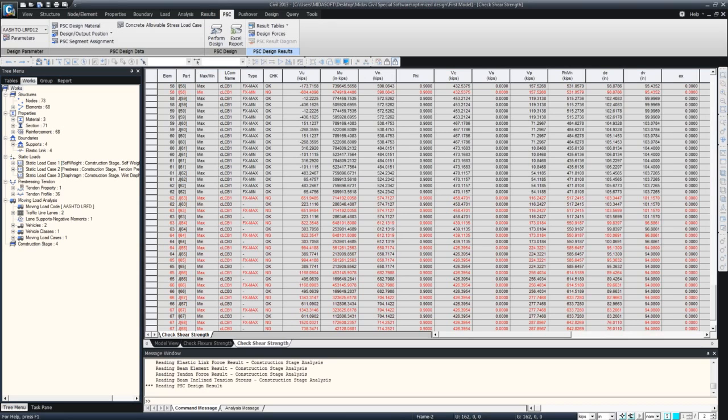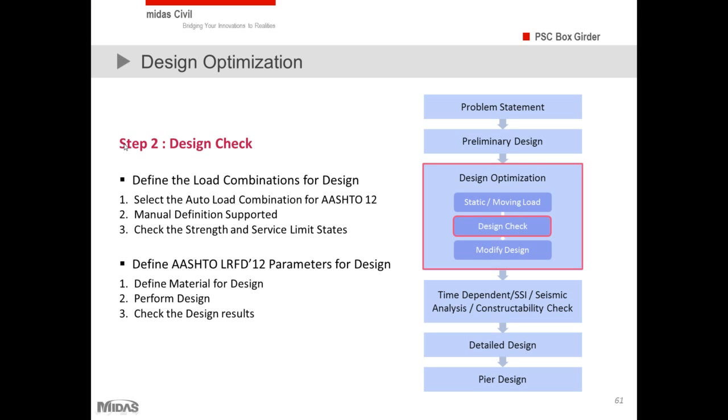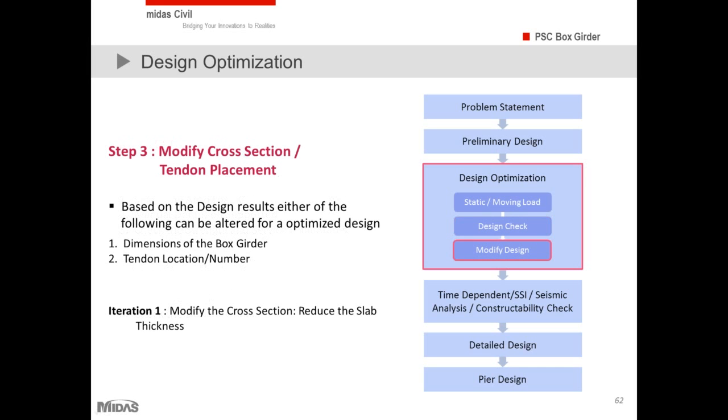So right now you can see I did the design check, which is step 2 as per AASHTO LRFD 2012, and since it turned out to be not good, I'm going to modify the cross section by reducing the slab thickness. Once again we did the design check as per AASHTO LRFD and the section came out to be not good. So we will modify the cross section in the wizard, generate the model again, and perform the design to make sure that it is fine this time.